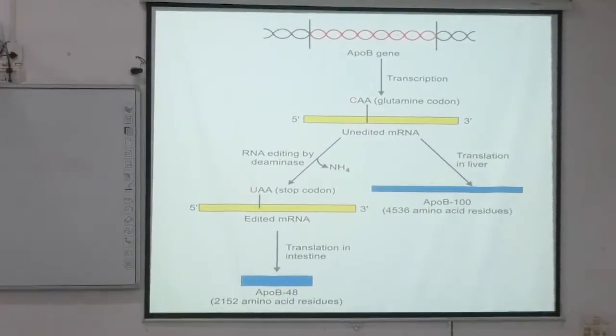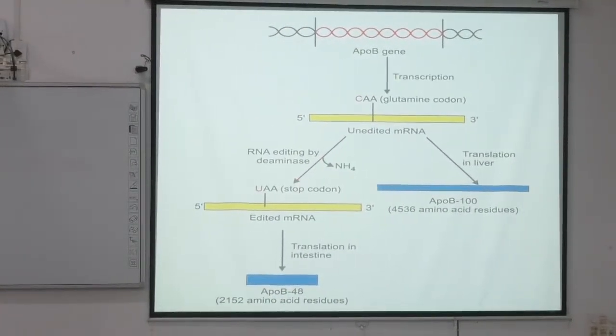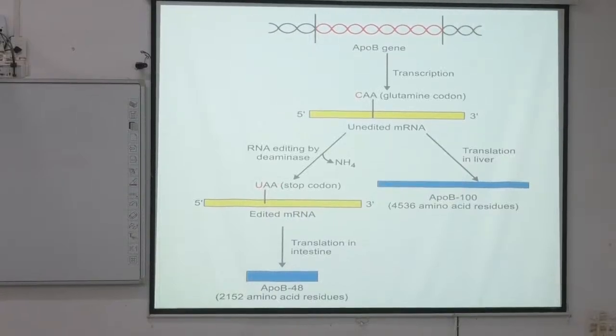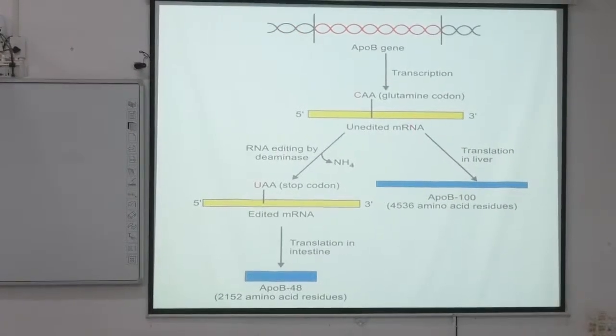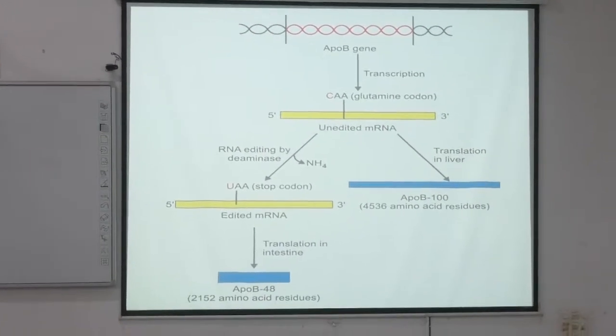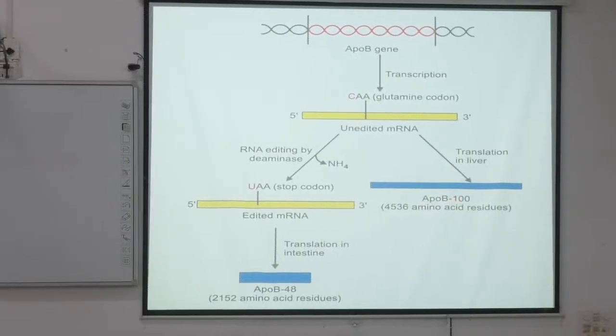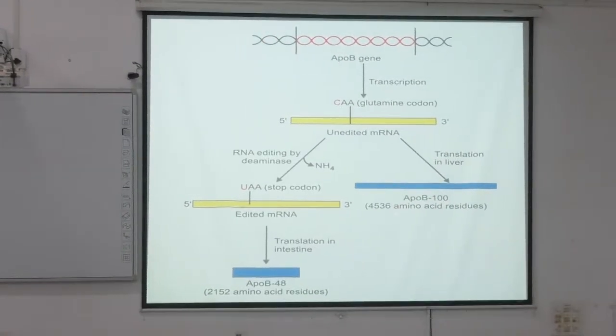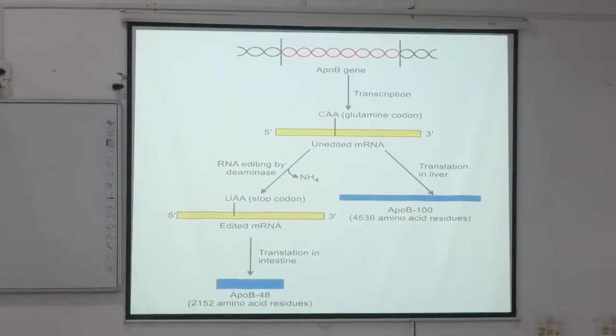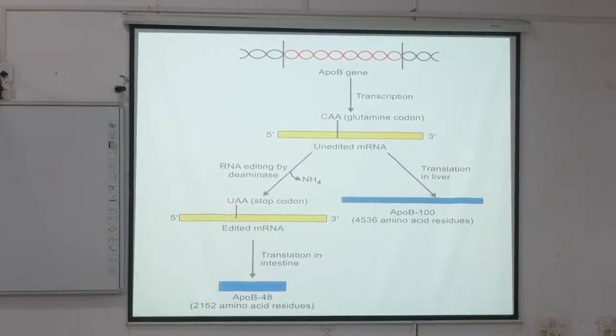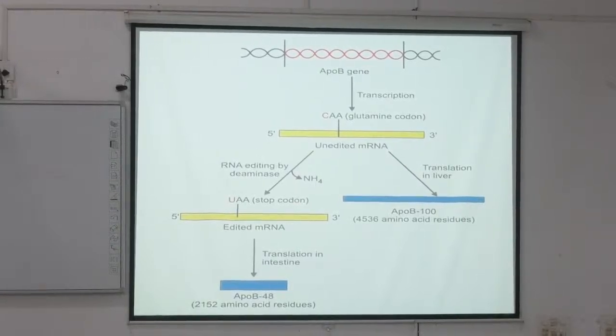Glutamine codon. And by RNA editing, what is happening here? There is a stop codon. So due to this RNA editing, this particular sequence is removed and they synthesize ApoB100 protein, which is 4536 amino acid residues. And after editing, there is a formation of ApoB48. What is the meaning of that? You understand simply.